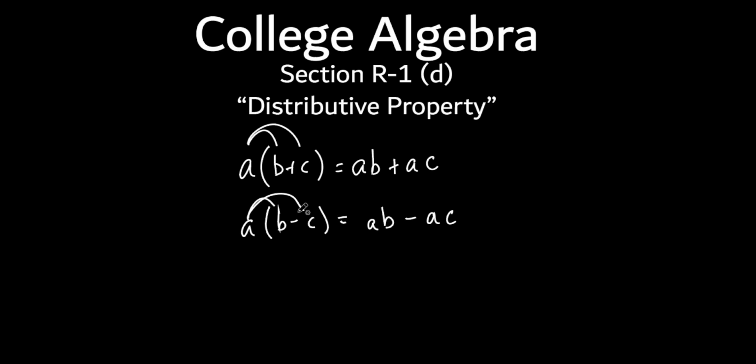Every once in a while, I'll have a student just go AB minus C. Is that what it is? No, it's AB minus what? AC, because the A is being multiplied by both of those things right there.